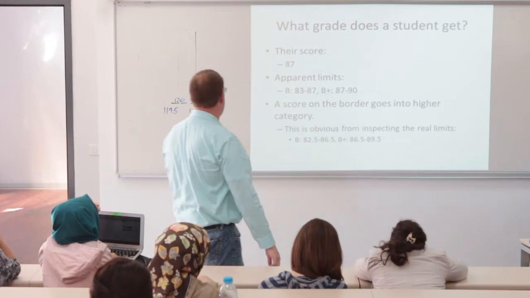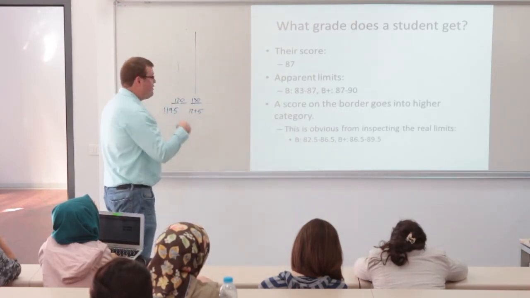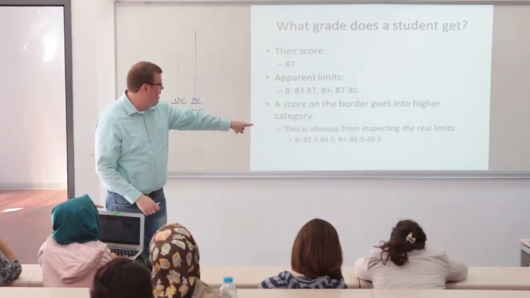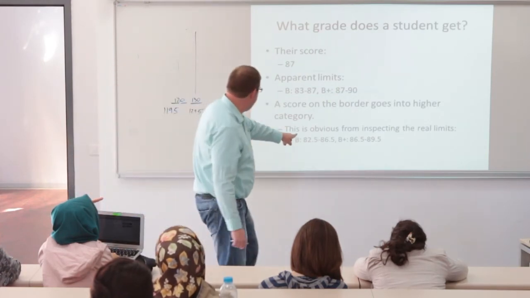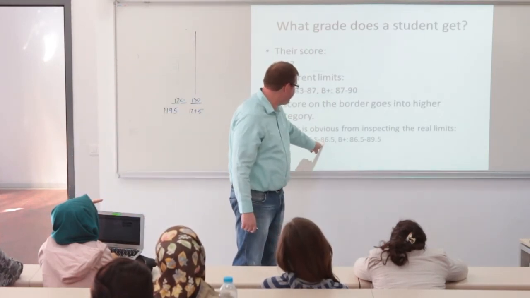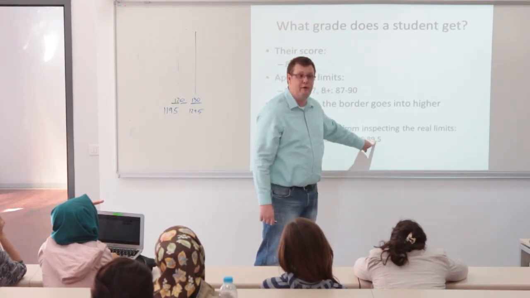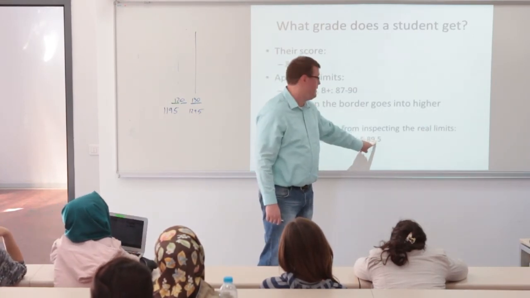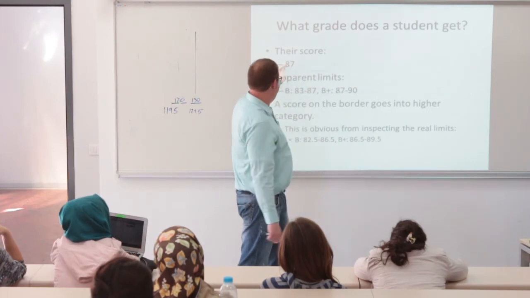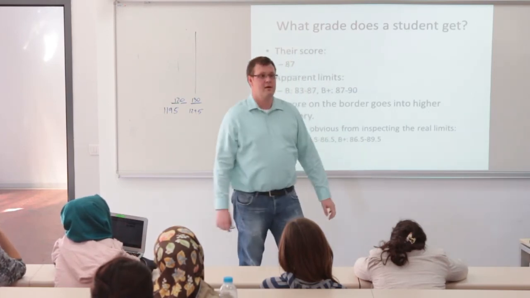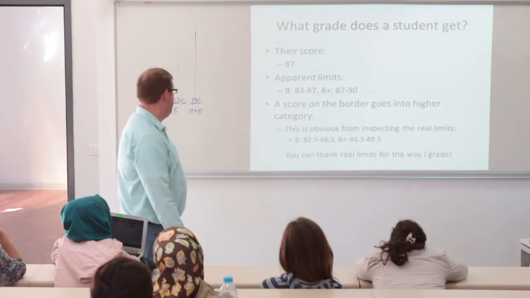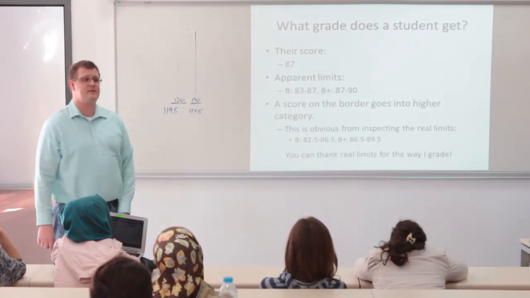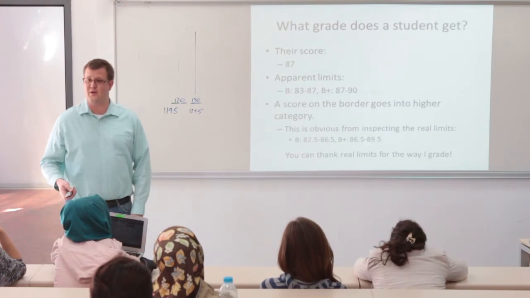Because of the real limits, yeah. A score on the border is going into the higher category, and this is obvious if you inspect the real limits. Right? The real limits say that it's 82.5 to 86.5, 86.5 to 89.5. Right? So, an 87, B plus. So, you guys can thank real limits for the way that I grade you.